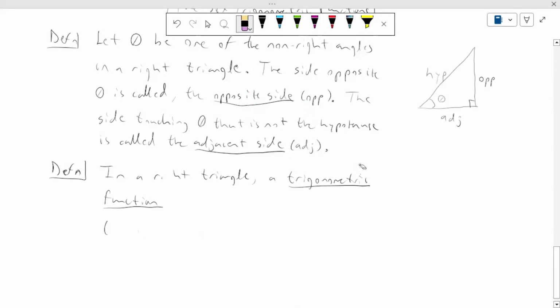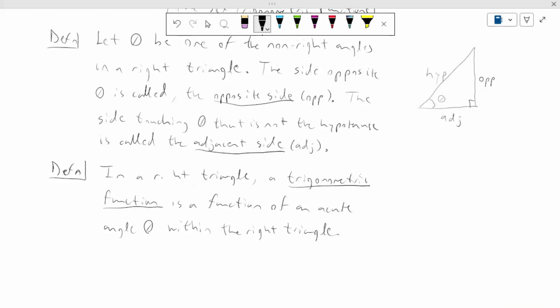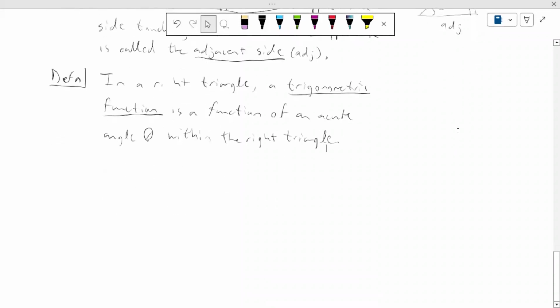Okay, all right. So in a right triangle, a trigonometric function is a function of an acute angle theta within the right triangle. So that's all it takes in order to be a trigonometric function. Okay, so there are 6 trigonometric functions we're going to discuss, and I'm going to define them now. I'm going to give it in a little chart here.